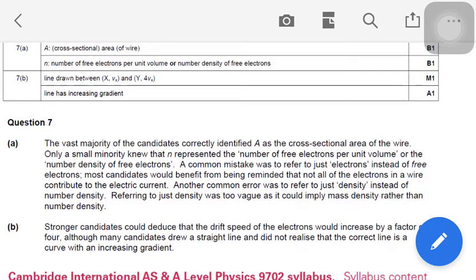So density in the normal sense means mass density. Unless you're talking about mass density, you have to specify what density it is. Here we're talking about the number of free electrons per unit volume. So the word "number" is as important as the other two words that we discussed.